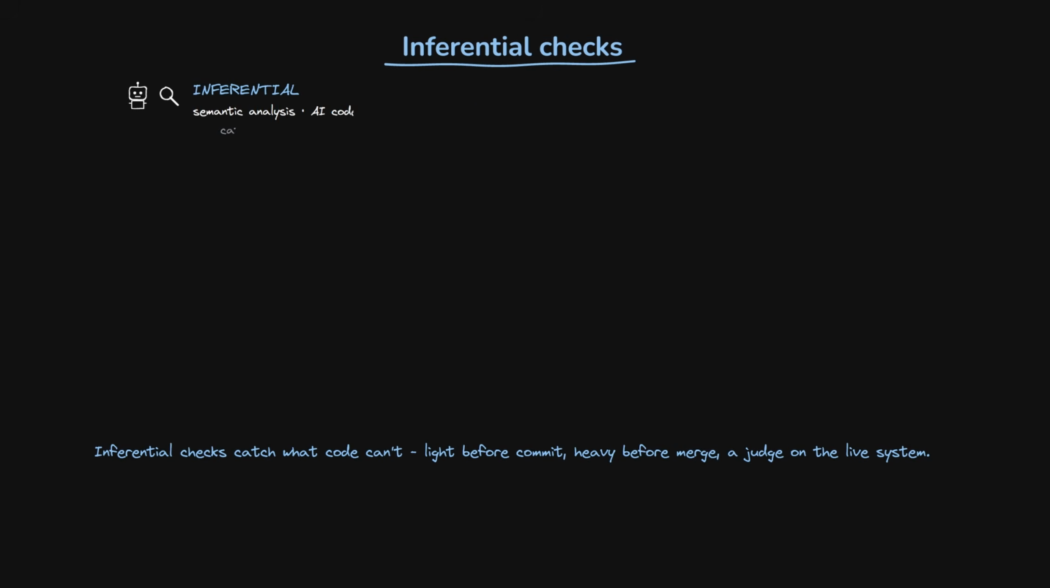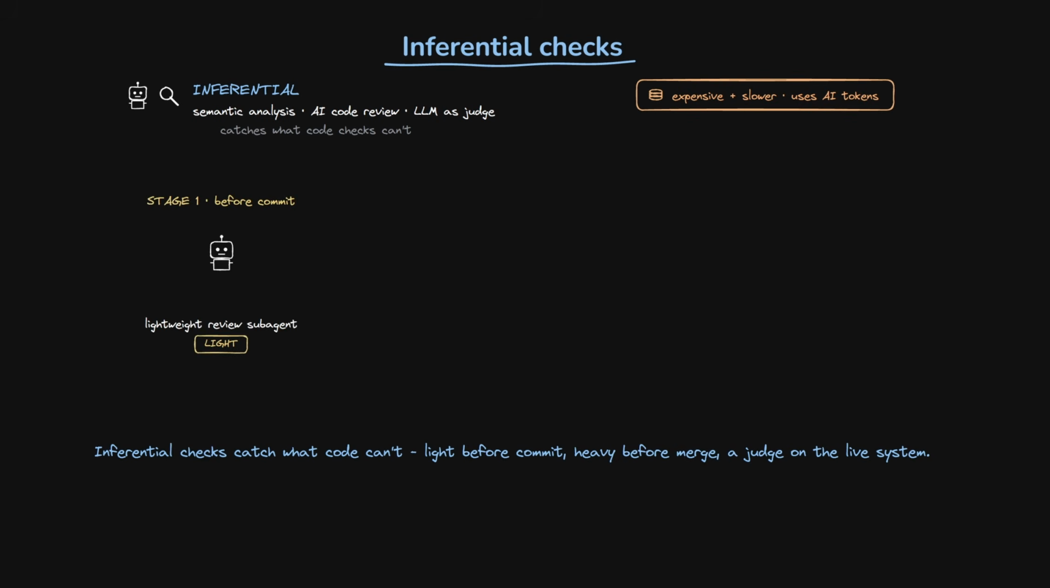And then we have inferential checks: semantic analysis, AI code review, LLM as a judge, and this can perform all the additional checks that can't be done computationally. These checks are far more expensive and slower as they use AI tokens. You can fit these into the lifecycle where it suits, and you could have multiple different types of AI checks before the AI model commits code.